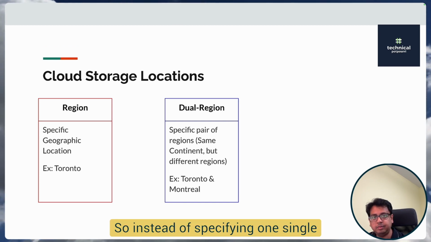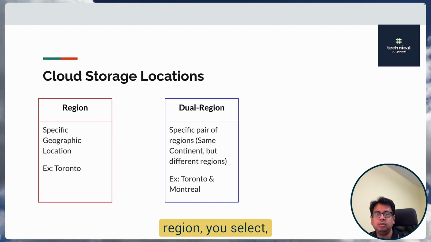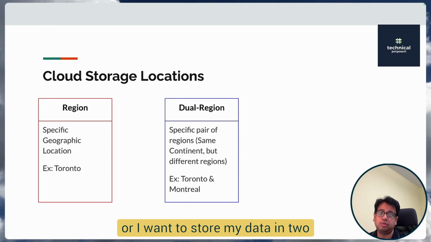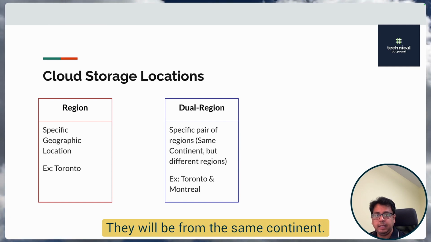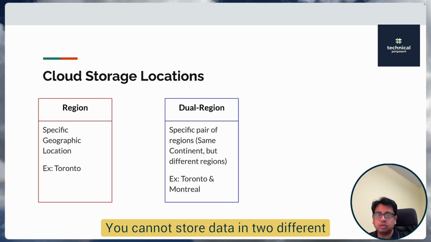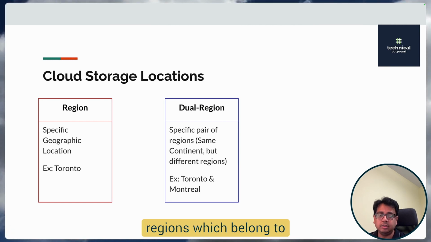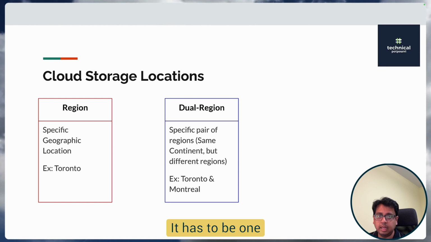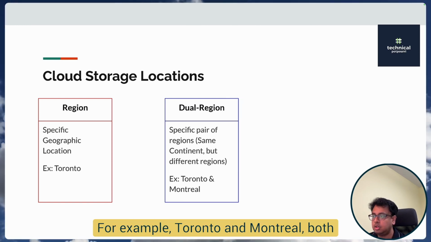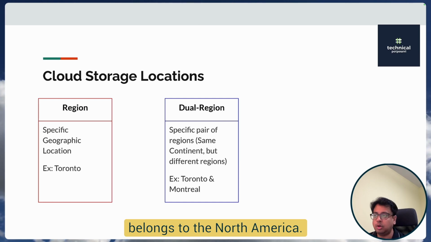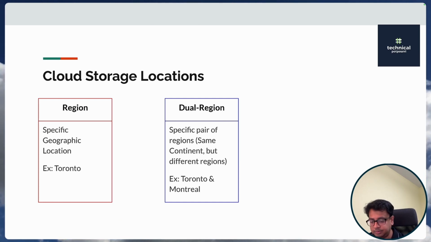The second option is a dual region. Instead of specifying one single region, you select that you want to store your data in two different locations. They will be from the same continent. You cannot store data in two different regions which belong to two different continents. It has to be one continent but multiple regions. For example, Toronto and Montreal both belong to North America. So that's called the dual region.